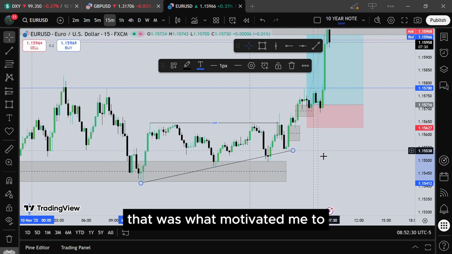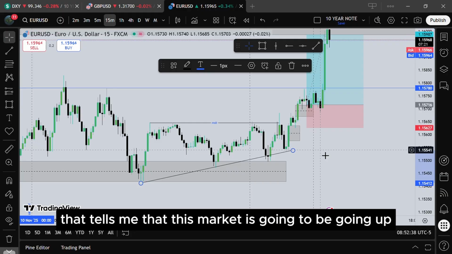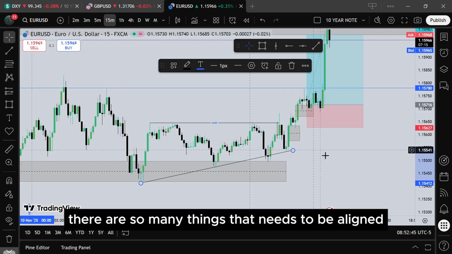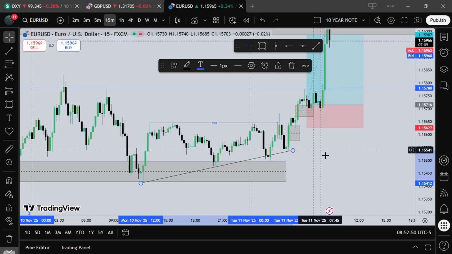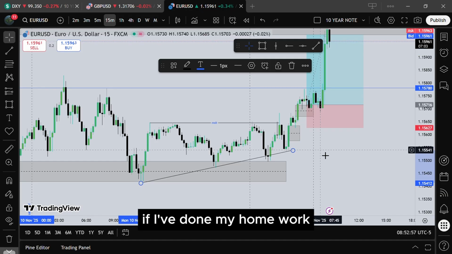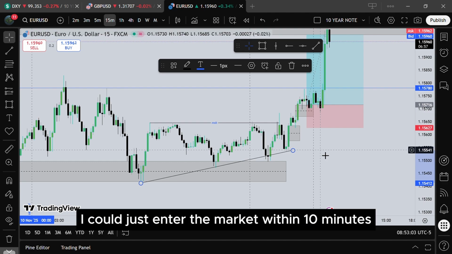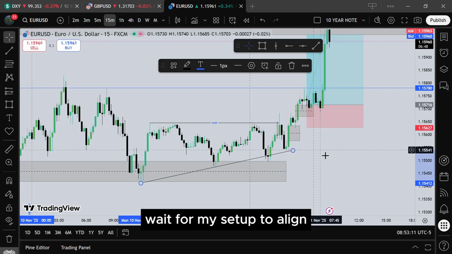That was what made me look for a bull setup, apart from my daily bias that tells me this market is going up. There are so many scenarios, so many things that need to be aligned before you decide your bias. There are so many things, bro. If I've done my own work, I could just enter the market. Within 10 minutes, I've already known what I'm doing. What is left for me to do is wait for my setup to align, then enter the market.